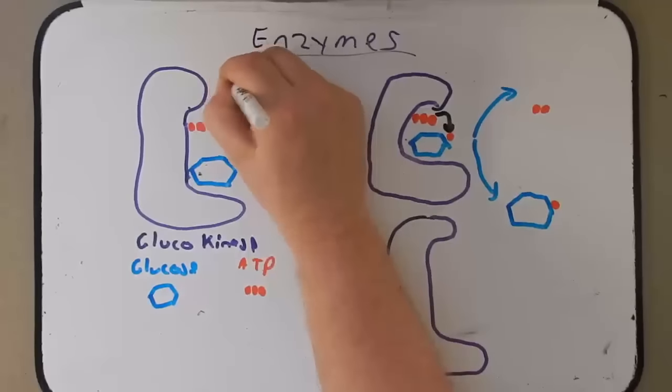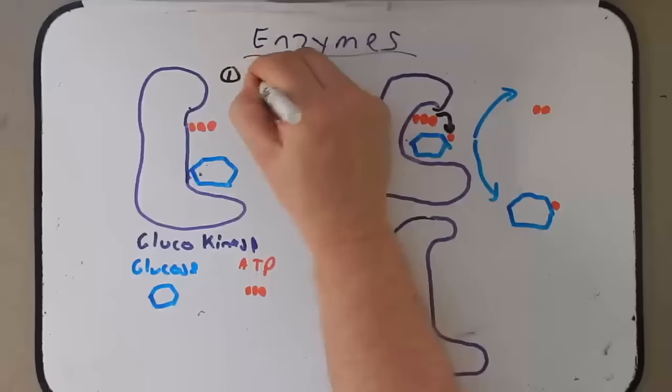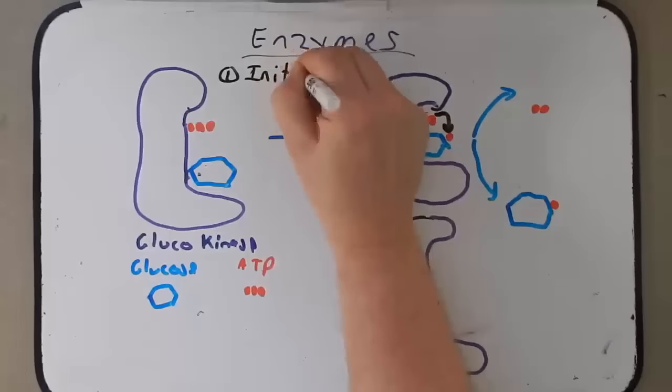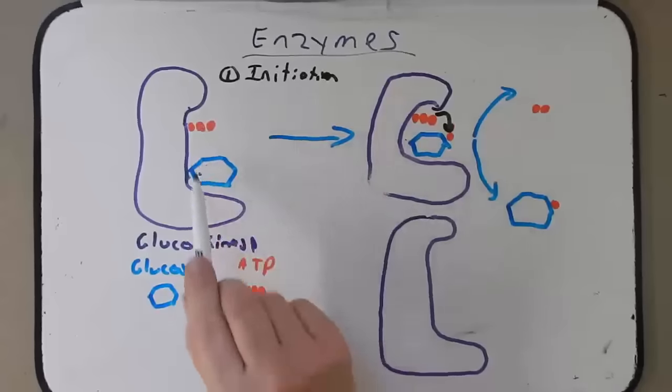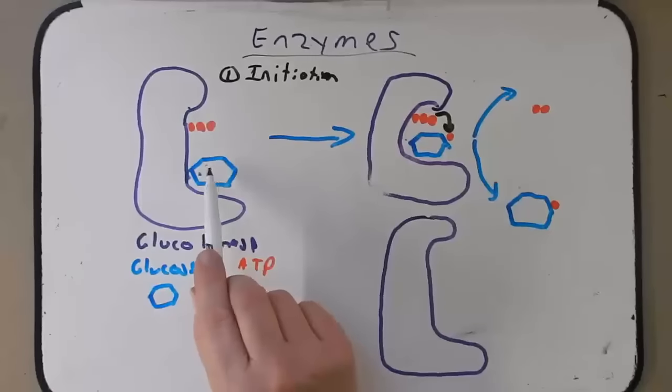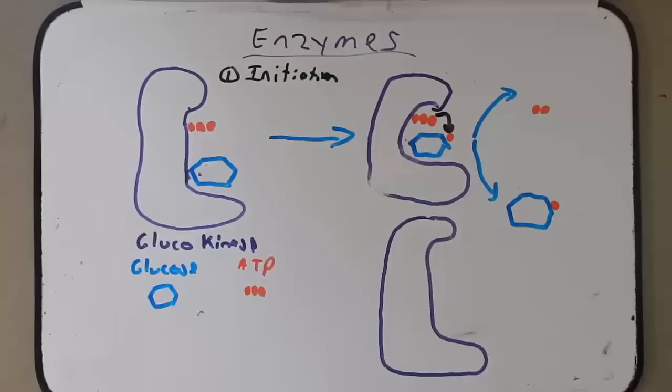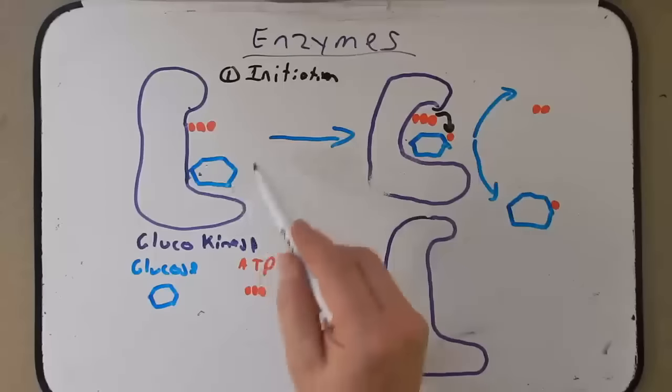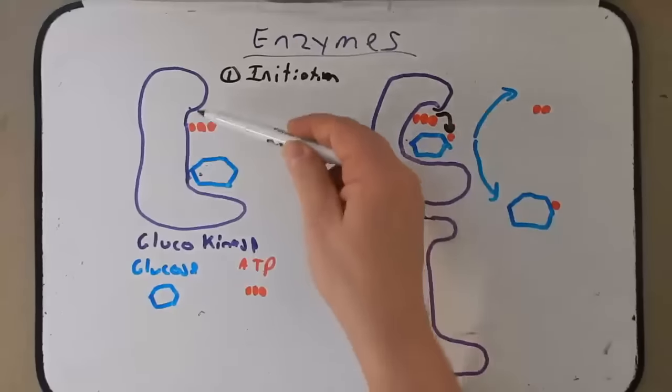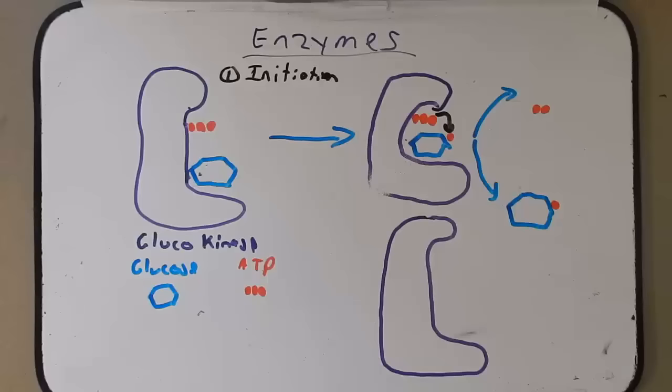The first step here is initiation, whereby the substrates, it could be one or two in this case, or even more, bind to this active site. And it's not just by accident that they bump in here. They are precisely oriented into this very specific site on the enzyme.